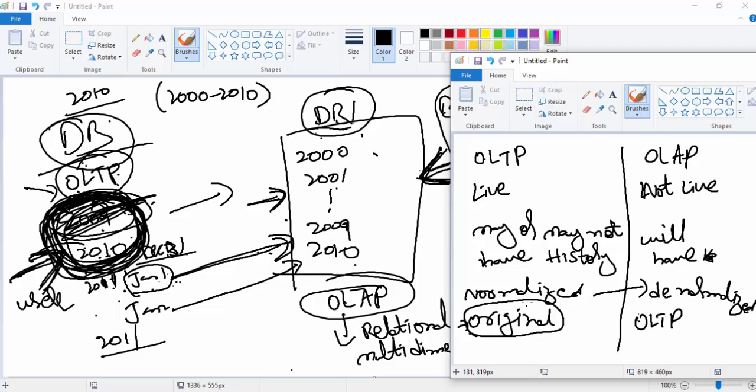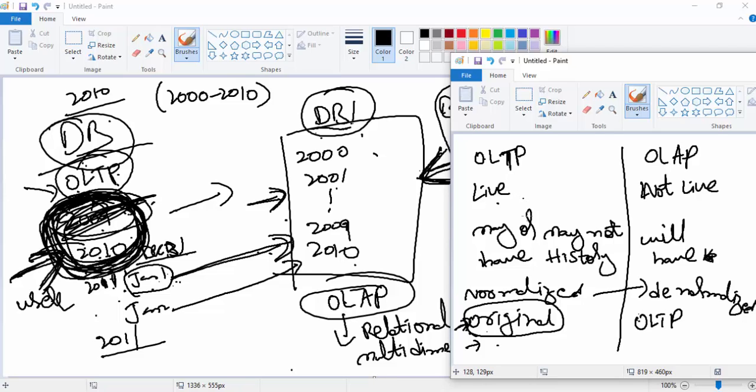And then this OLTP data is used for the daily transactions, because since it is transactional processing, it will have the data every day, which I have explained here. So we are good with that.